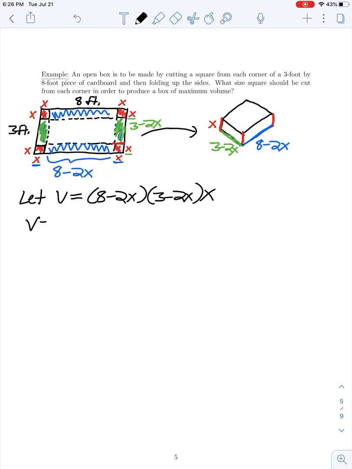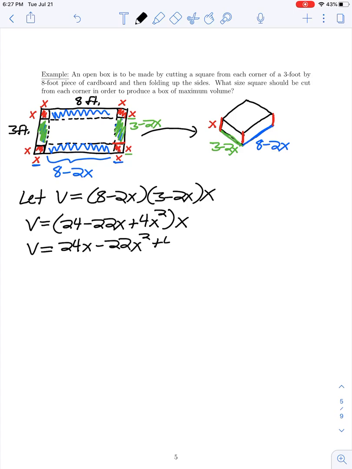Or expanding and simplifying, we have V is, expanding here, 8 times 3 is 24, minus 16x minus 6x gives us negative 22x, and then plus 4x squared, which is then all multiplied by x. So our volume function is 24x minus 22x squared plus 4x cubed. Now we have to ask ourselves, for most of these problems, if there's any restriction on the values of x. In order to form a box, we have to cut some square from the corner. We can't just fold this up as it is, so the value of x must be positive.